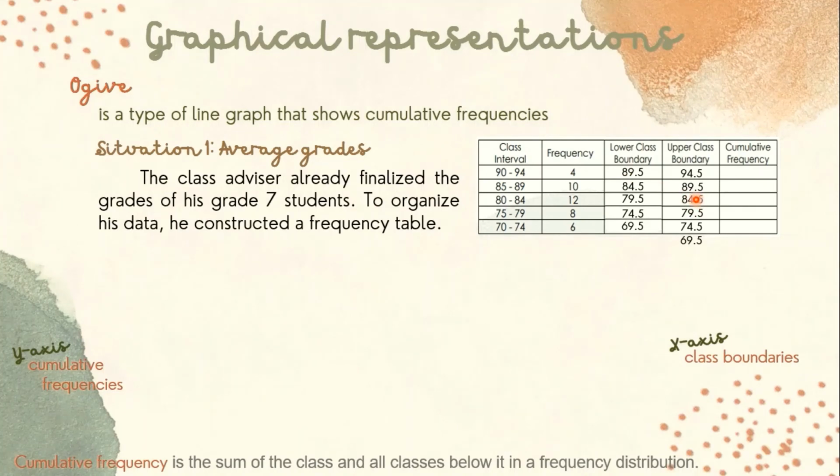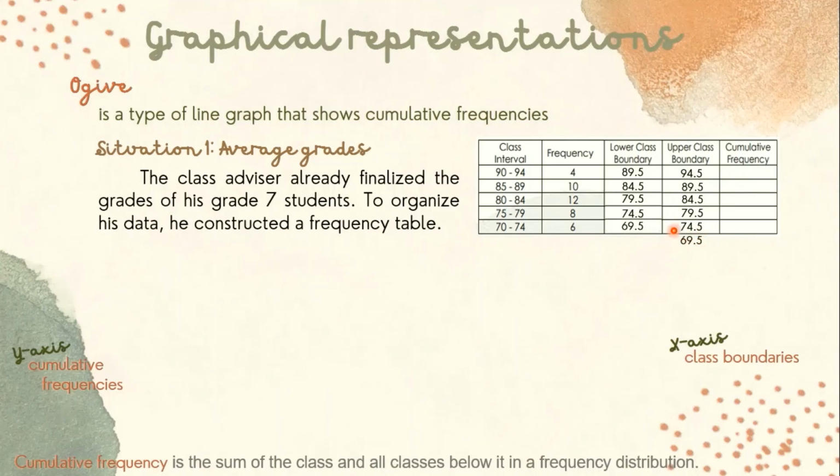Upper class boundary natin siya sa 80 to 84 na class interval, pero lower class boundary siya ng previous class interval, which is 85 to 89. Pansinin natin yung kanilang relationship. Kaya naman, kung 69.5 itong ating lower class boundary nitong ating last class interval, at kung magkakaroon tayo ng class interval below it, we can assume that 69.5 will be the upper class boundary for this class interval.